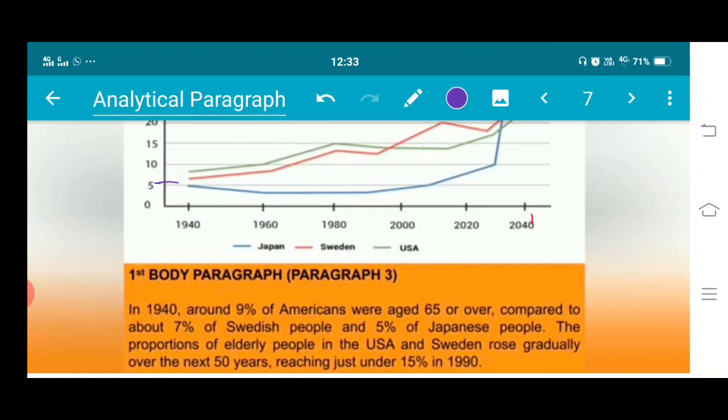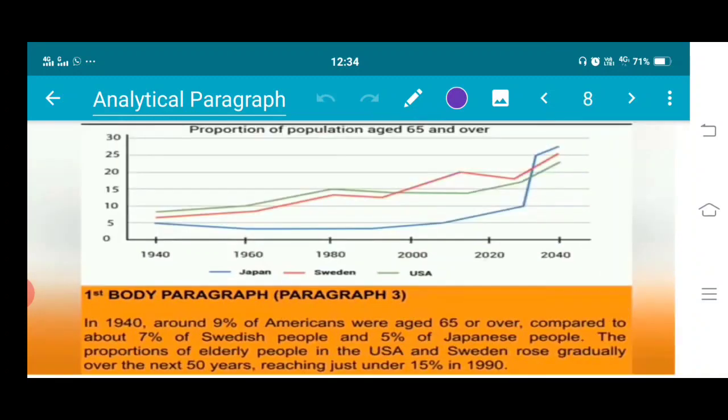And the proportions of elderly people in the USA and Sweden rose gradually over the next 50 years here. At this point, over the next 50 years, this population was the people who are older than 65. This population rose gradually over the next 50 years, reaching just 15% in 1990. In 1990, when we talk about this point here, the overall increase is going on in all the 3 countries. So this is the point where this is growing, right?